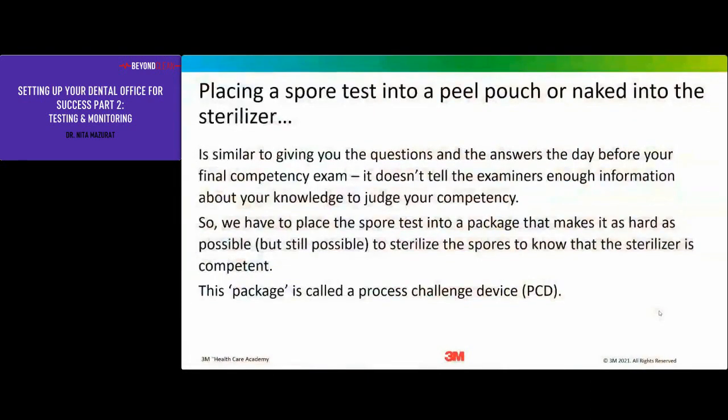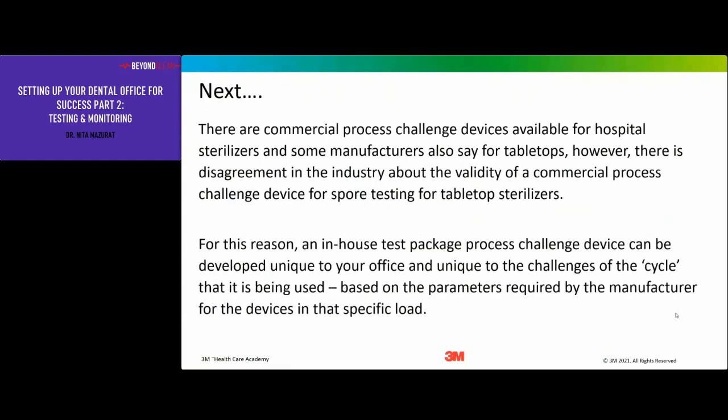So if you placed a spore test simply into a peel pouch or naked into the sterilizer, which a lot of people unfortunately do, I find that it's similar to when I was a prof. I felt that if I was giving you a competency test, you had to pass that test. If I gave you the questions and the answers the day before, how would I be testing your competency? I'm not. So if I put the spore test into a simple peel pouch or just by itself into the sterilizer, I'm not challenging that spore test. I'm not making it difficult. I'm making it easy for it to pass. I don't want that. I need to make sure that my sterilizer is working properly.